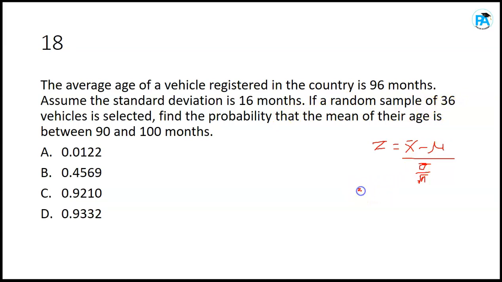So that's all. So you find z1, isn't it? So z1 will be what? You first take your first x bar as 90. Okay, it's not x, it's x bar. The population mean is the mean in the question, 96 months, so 96. Okay, 90 minus 96 divided by the standard deviation, which is 16, divided by root n. And our n is 36, so root 36. You can fix the whole of this on your calculator.